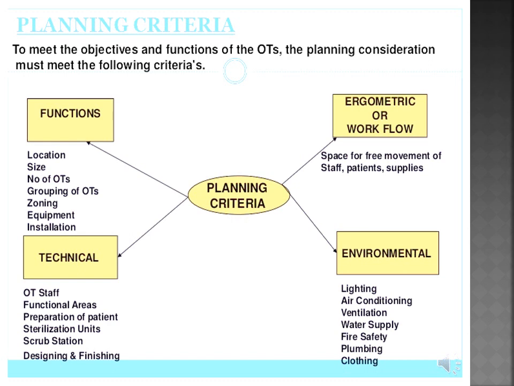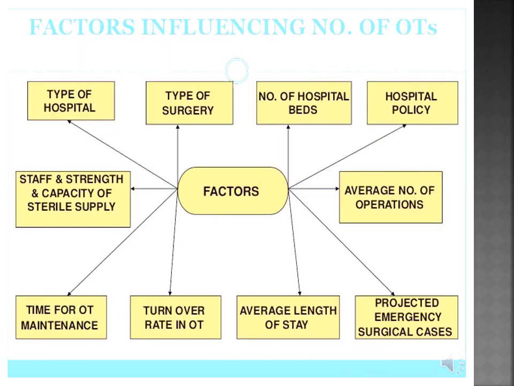It also depends, the planning also has to be done for the workflow, which is nothing but the adequate amount of staff required for running the place. It also needs planning on the environmental condition, which is nothing but the lighting, air conditioning, ventilation, water supply, fire safety, plumbing. And also the technical, which includes the OT staff, the functional areas, preparation of the patient, sterilization units, scrub station, designing and finishing. So I'm sure we have discussed all this when you were in college.